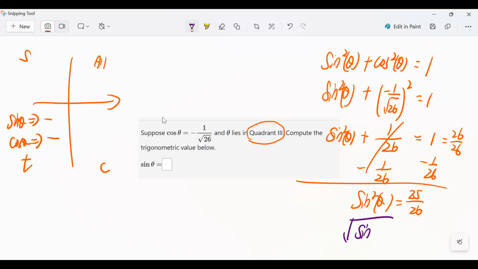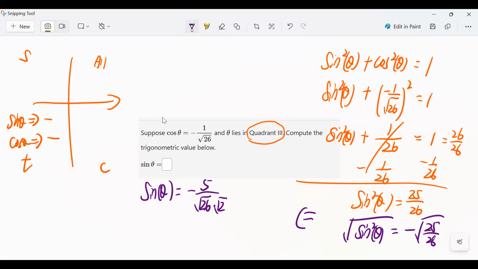For sine theta squared, minus square root of 25 over 26. Now from here, we get sine theta equal to minus square root of 25, which is 5 over square root of 26. We rationalize the denominator by multiplying by radical 26, and when we simplify, we get minus 5 radical 26 over 26. Okay, so that's going to be the answer.